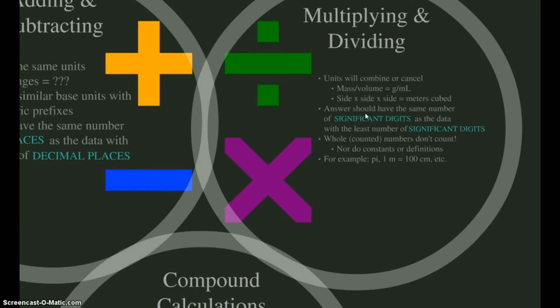In this case, when we multiply and divide, we're actually going to look at, instead of the decimal places, because when you multiply and divide, decimal places get shifted around. Instead, we're going to look at significant digits, okay?